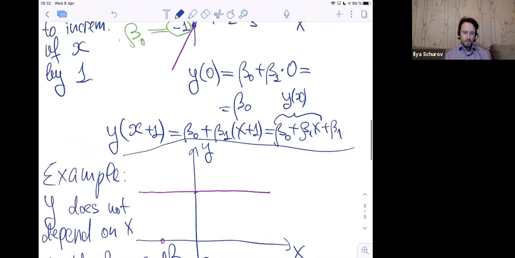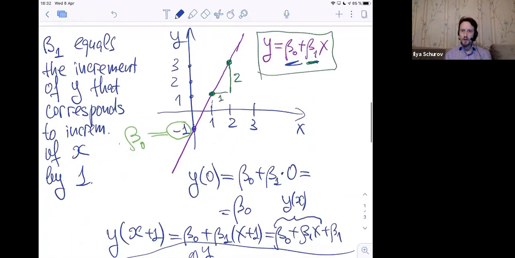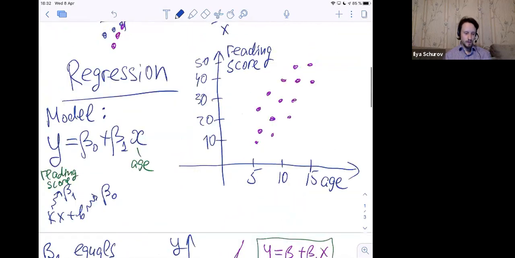Okay. So everybody is comfortable with these linear relations, right? If you have any question now, just say it. Okay, so we can continue.